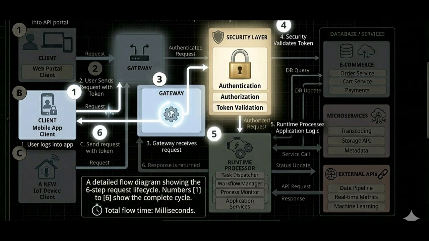Now let's walk through a real example. First, the user logs into the app, then sends a request with a token, and the gateway receives the request. Once the request is received on the gateway side, security validates the token, the runtime processes the logic, and after that the response is returned. This entire flow happens in milliseconds.